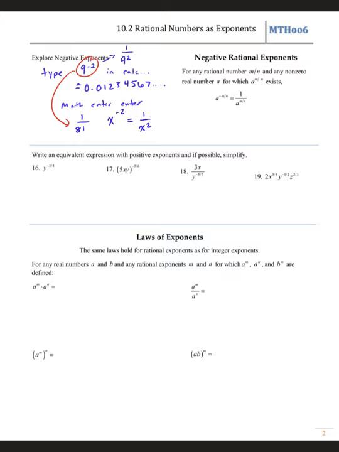The same rules apply with the negative rational exponents. Again, we just have a fraction as an exponent instead of an integer. So let's go on to the next one. Write an equivalent expression with positive exponents and, if possible, simplify. So one thing you always want to keep in mind is that if it's not written as a fraction, you can always write it as a fraction by putting a 1 in the denominator spot.